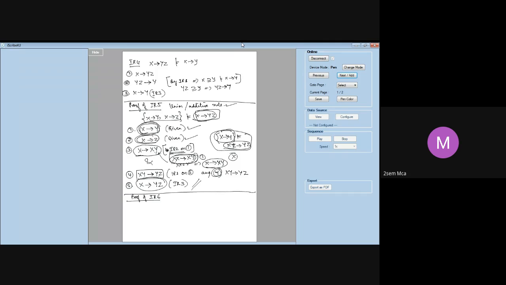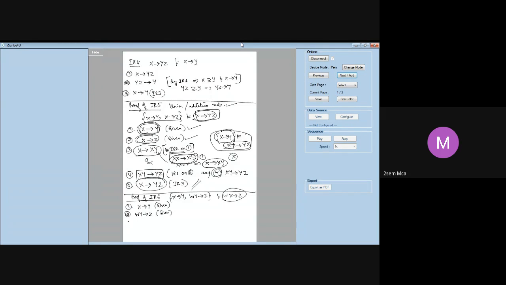Okay. What does IR6 state? If x determines y is given, and wy determines z is given, then you can infer wx determines z. Okay, let us see. First, what is given to us? X determines y is given. It's very simple. The second one is also given, wy determines z. We have to arrive at wx determines z.